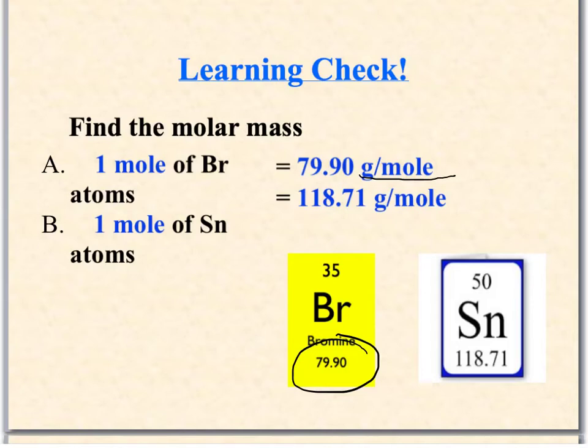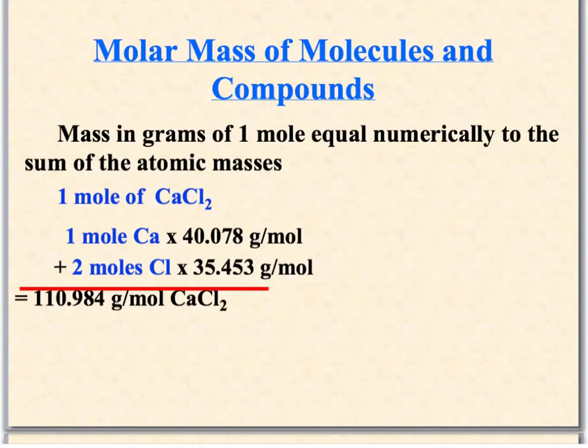Another one, if we look at tin, that's Sn. Again, you're going to use that number underneath, the average atomic mass, and that will also count as your molar mass. So we'd say that for tin, the molar mass is 118.71 grams per mole. Alright, so now we know how to calculate the molar mass of a single element.